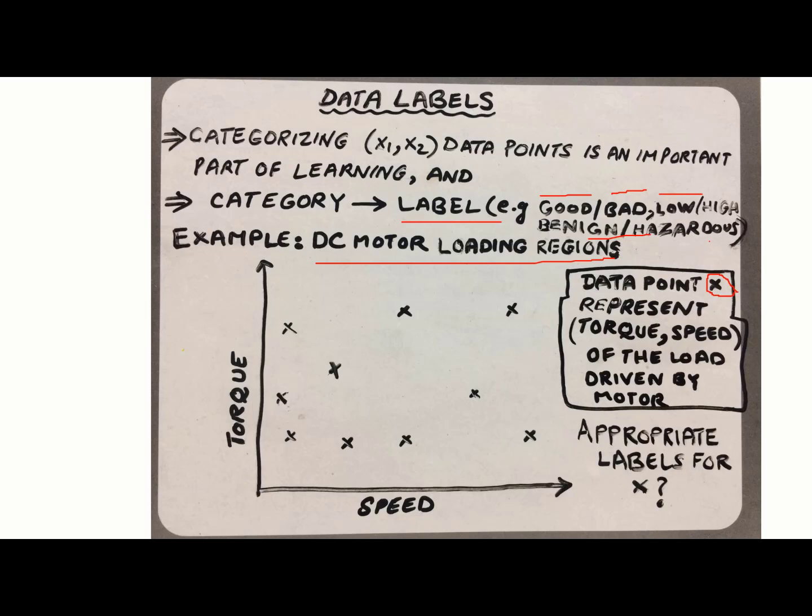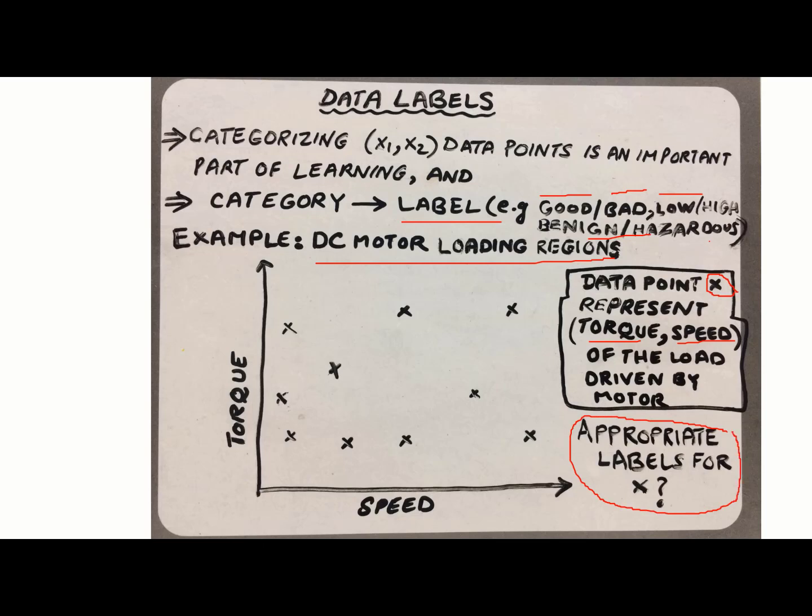And this data point represents the torque and the speed, and perhaps we need to reorder the two parameters, so speed should come on the left and torque on the right. So I'll try to fix that one. Anyway, this torque speed data is available, and one might be interested in asking what might be an appropriate label for this data point.